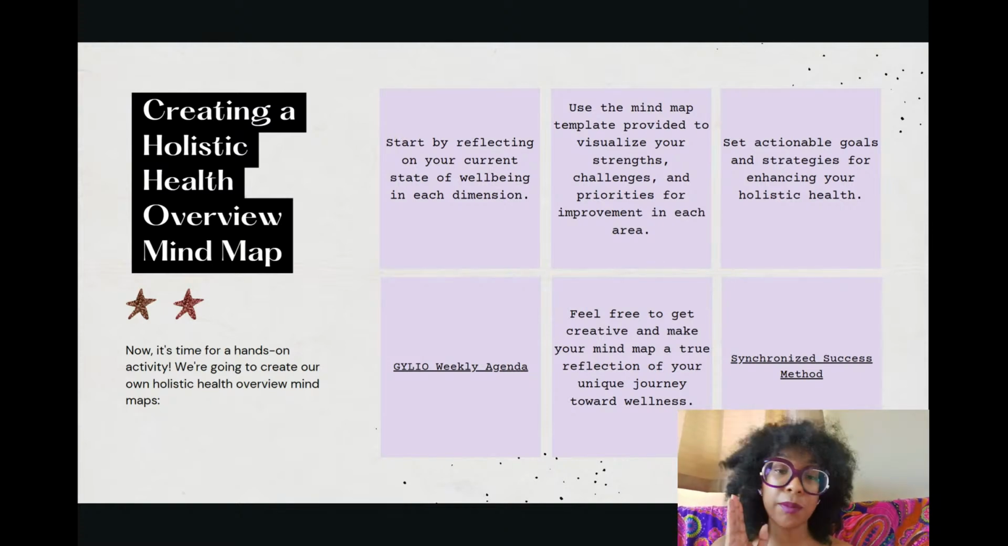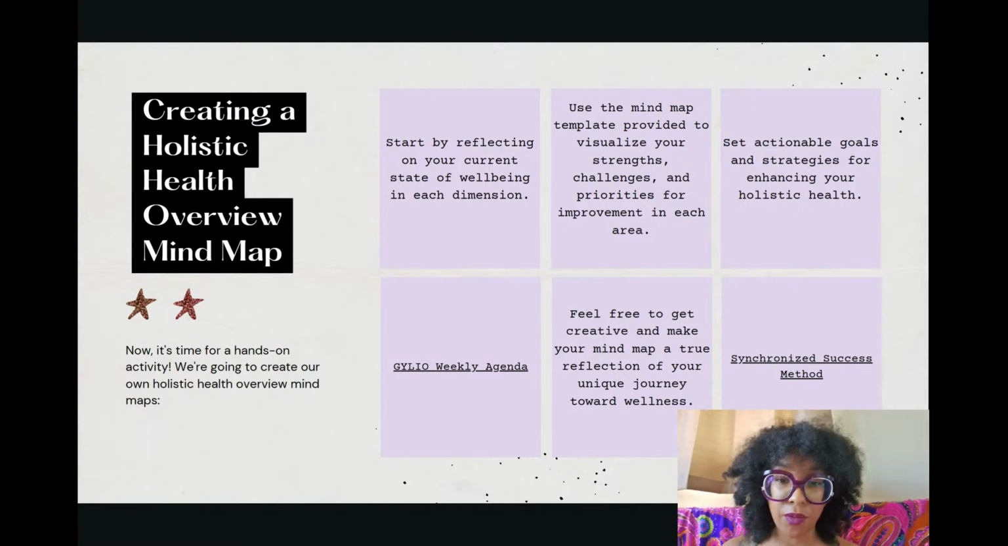So not only are we just naming them, we're also going to give the strengths and challenges and make sure that you have actionable and tangible ways in which you could go about improving them. Then we're going to make sure that we set actionable goals and strategies for enhancing that, and we go over how to do that.